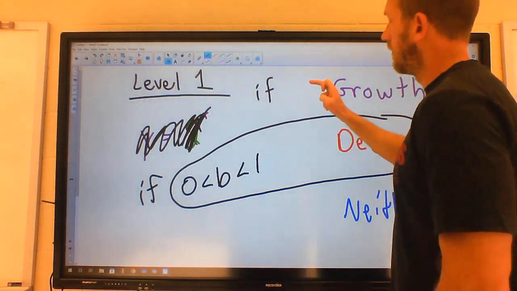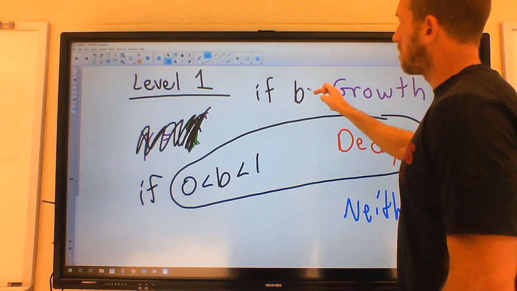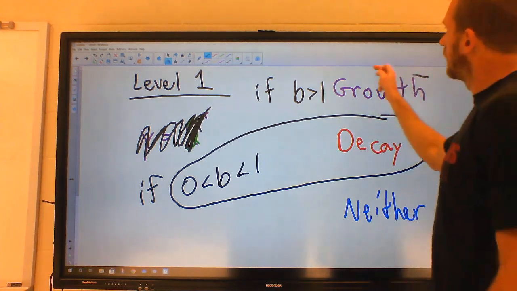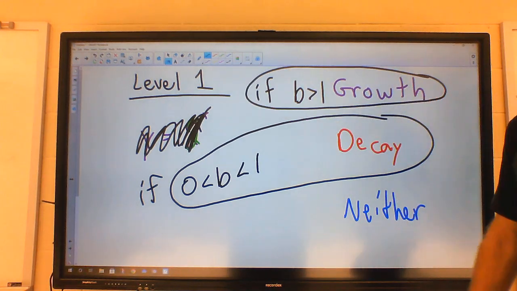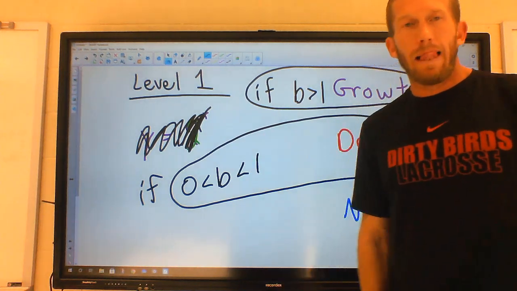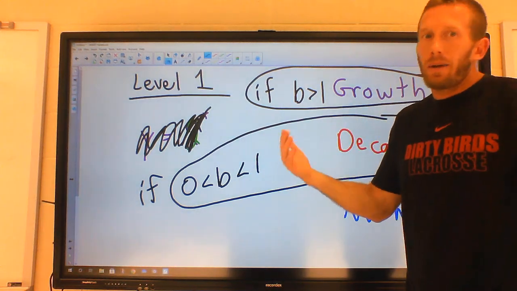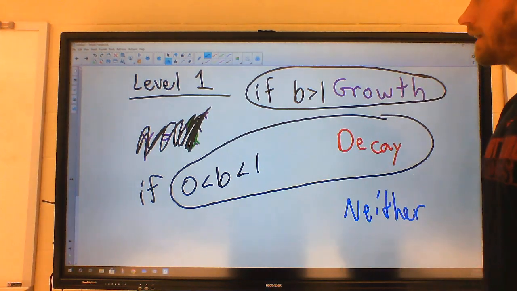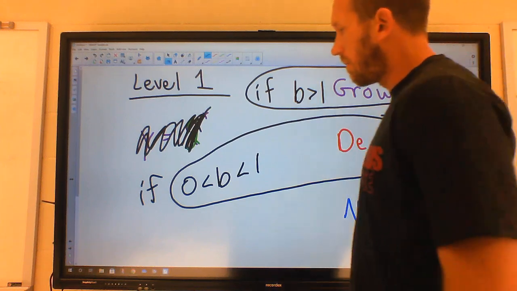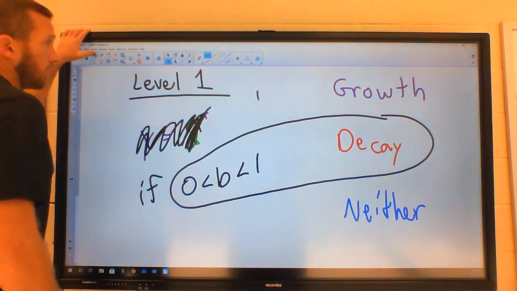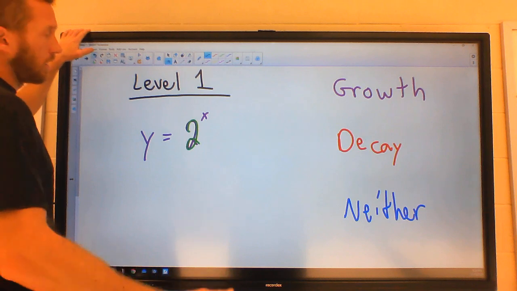If our base is bigger than 1, it's a growth. Basically, if you raise something to an exponent and it's bigger than 1, it's going to keep getting bigger and bigger and bigger. And if it's less than 1, it's going to get smaller and smaller and smaller. Okay? So let's talk that through, as long as it's not negative, right?